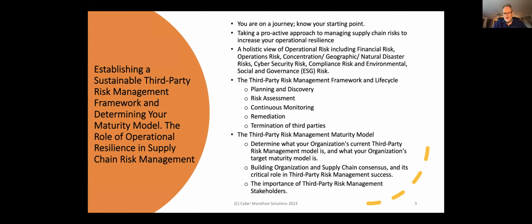So we'll also talk about building organization and supply chain consensus, the importance of fostering your relationships with those third parties that you work with. And we'll also talk about the importance of the various stakeholders that you need to work with when building your third-party risk management program.